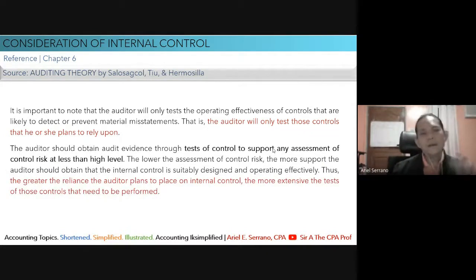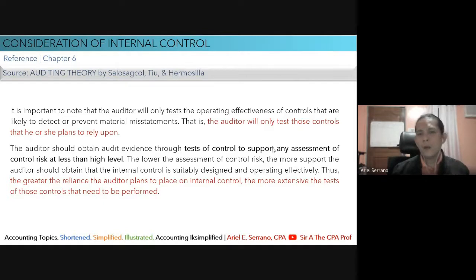The auditor should obtain audit evidence through TOC. When I say TOC, test of controls, it is to support a control risk assessment at less than high level. We are lowering our control risk. We prove that we can rely on the controls, that they are in place, that they are operating effectively, and that the design is effective also.